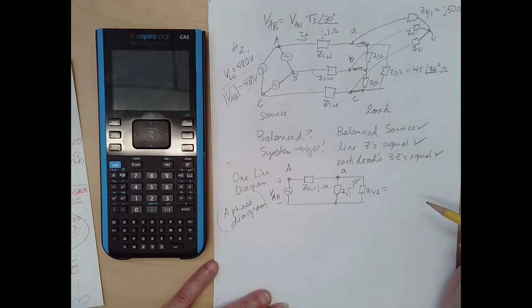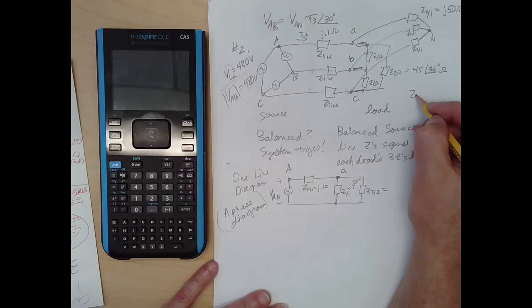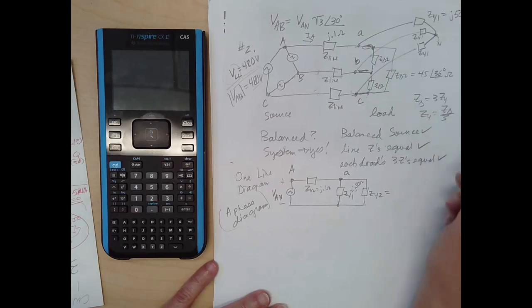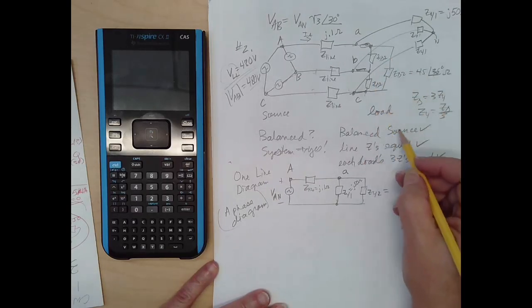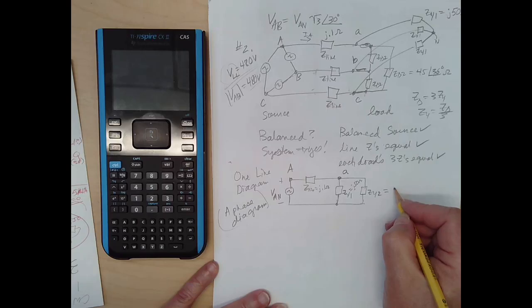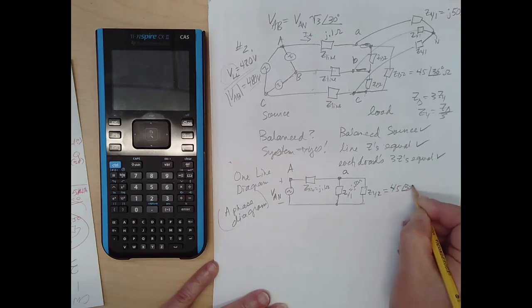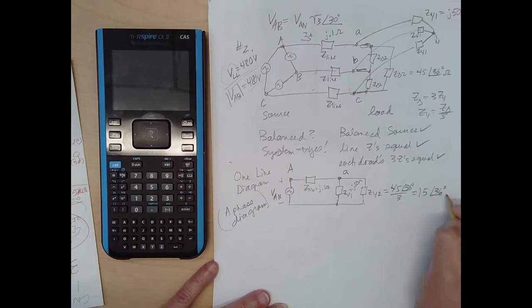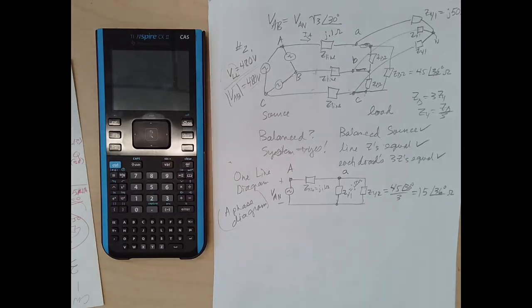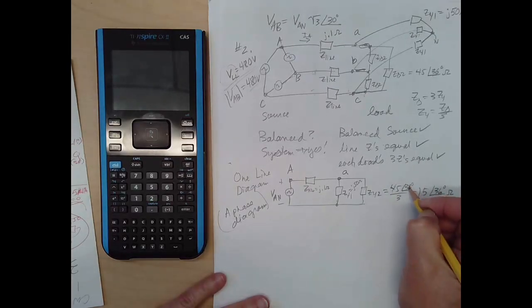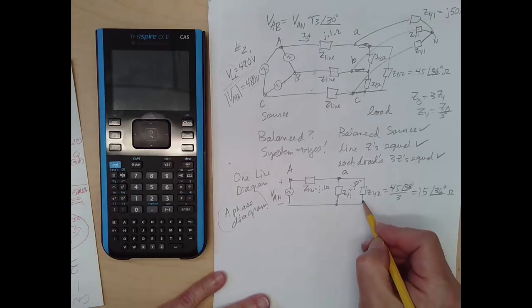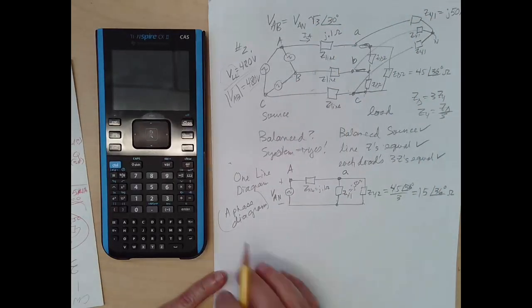Z_Y2, we've got to get the equivalent Y from the delta, right? We had the relationship that Z_delta is 3 Z_Y, so Z_Y is just Z_delta over 3. All right, so Z_Y2 is Z_delta, which is 45 angle 36 degrees divided by 3. And so 45 divided by 3 is 15 angle 36 degrees. Dividing a complex number in polar form doesn't change the angle, just changes the magnitude, right? So now we've got our one-line diagram for our three-phase circuit up here that we can solve.